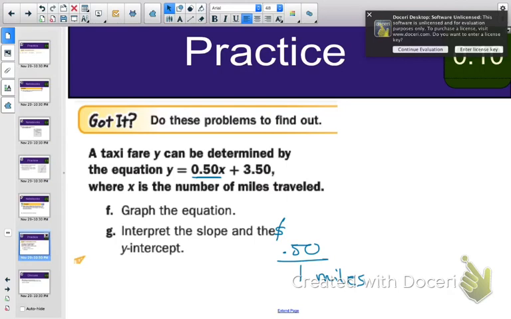Okay, so interpreting your slope would just say that it costs 50 cents per additional mile. So for each additional mile, the fare goes up 50 cents. That's how you would interpret the slope.